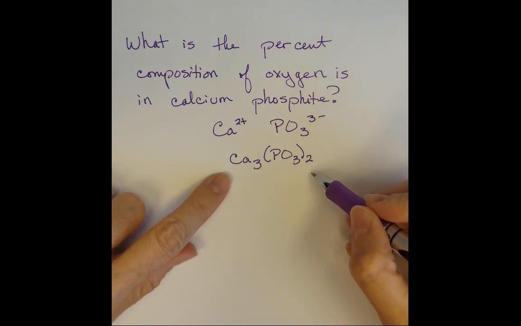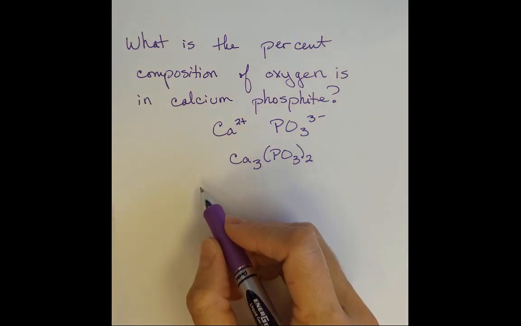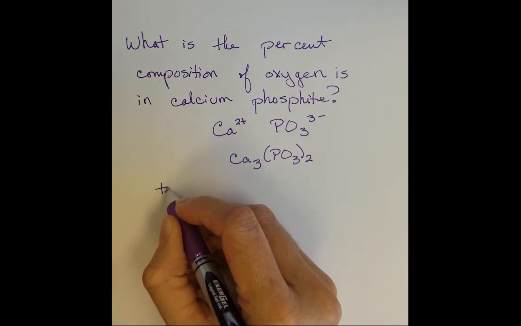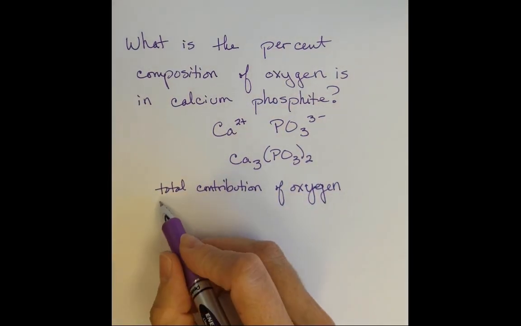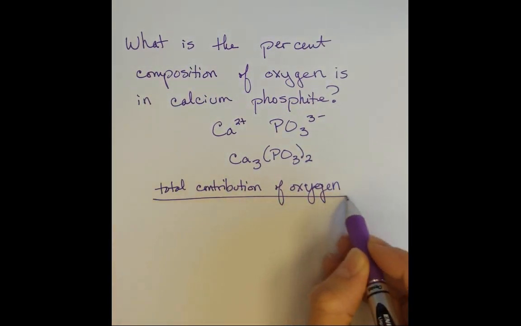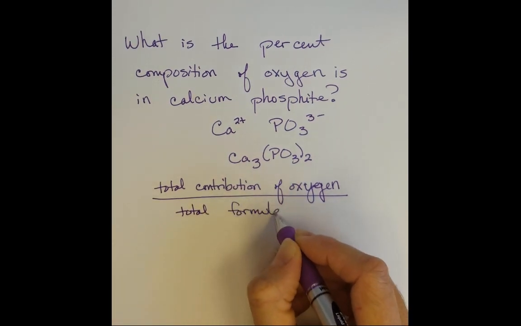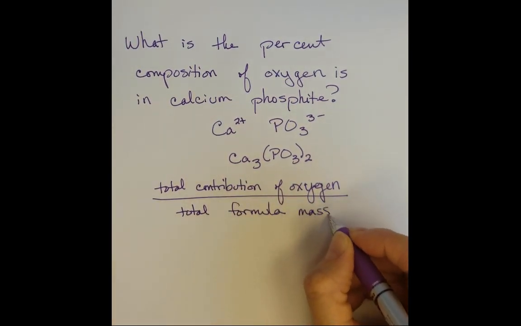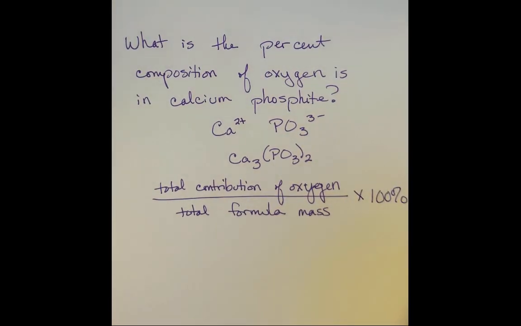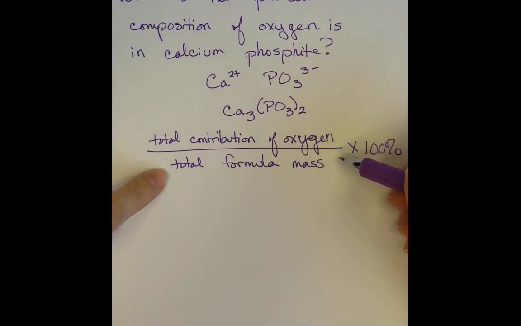For my percent composition, this is really asking about something by mass. So when we're doing this, what we're going to need is essentially the total contribution of oxygen, since that's what the question asked me about, divided by the total formula mass. Since it's a percent, this will then be multiplied by 100%. So what we need to do first is get that total formula mass.